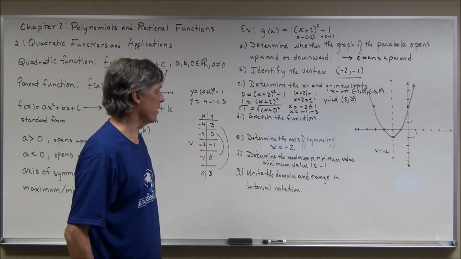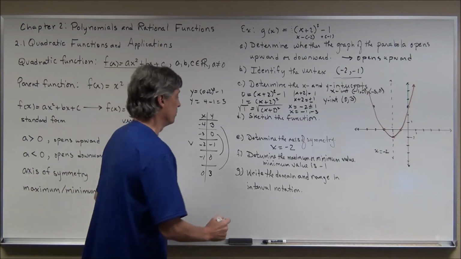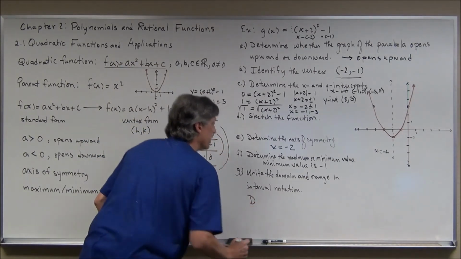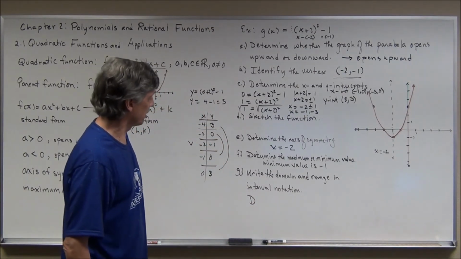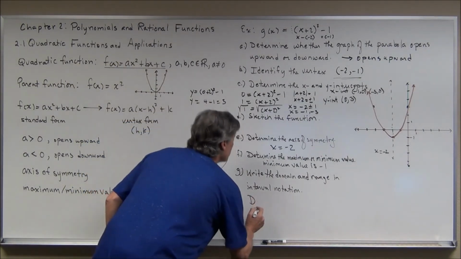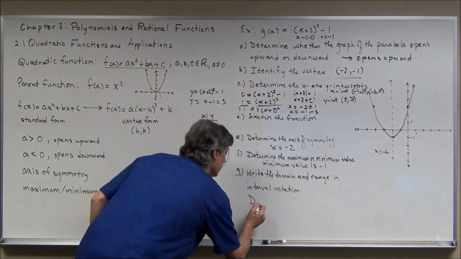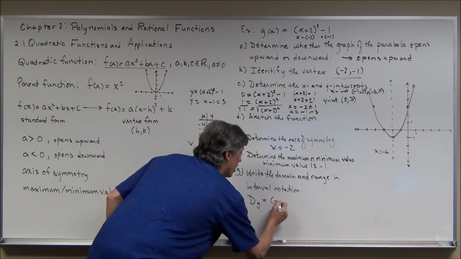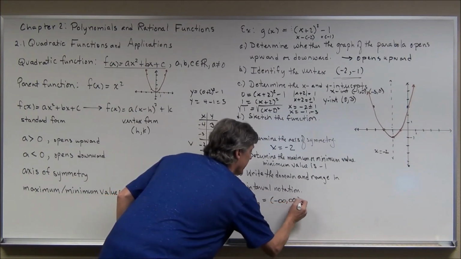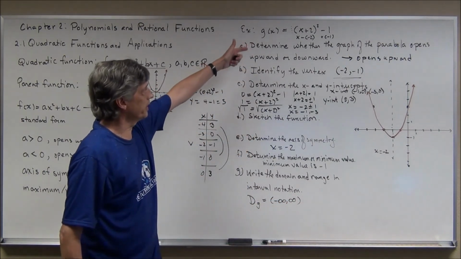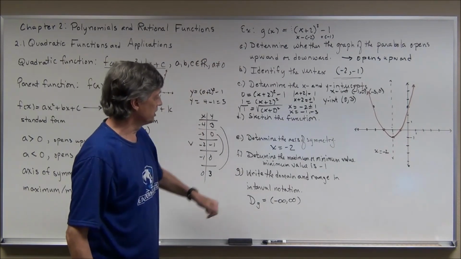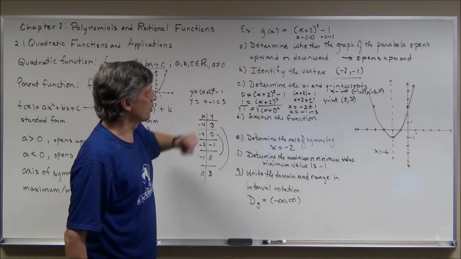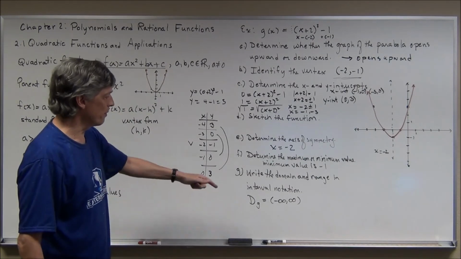And then it asks for the domain and the range in interval notation. Well, the good news is for all quadratic functions, unless they put some kind of restriction on, the domain of function g is going to be all real numbers. You can plug in any real number. You don't have to worry about getting the square root of a negative or getting 0 in the denominator. It's a polynomial function. The domain is all real numbers.